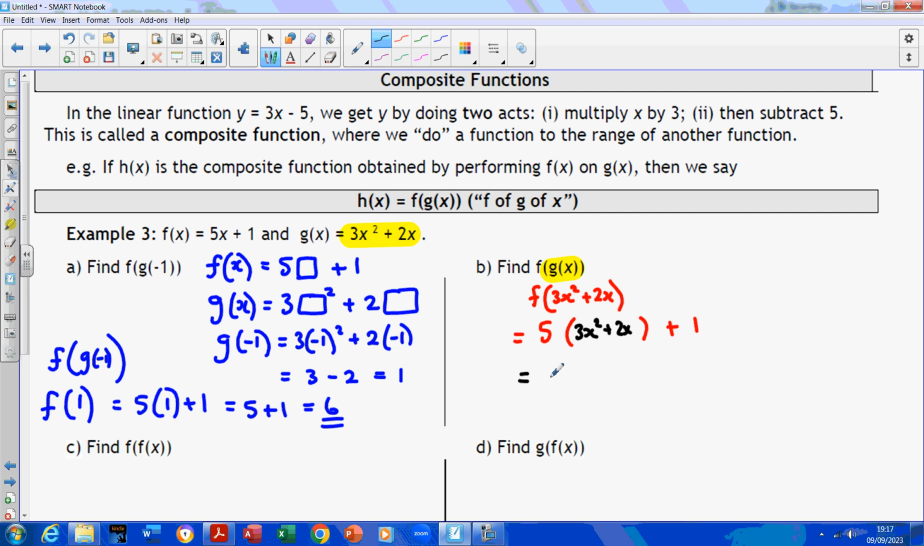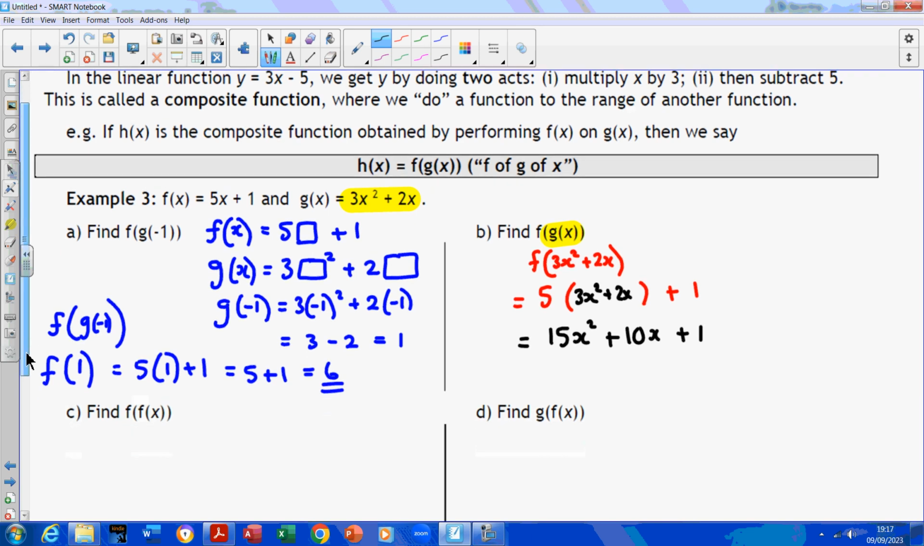So 5 times 3x squared is 15x squared. 5 times 2x is 10x. And then we've got a plus 1 tagged at the end. And that gives us our function f of gx.